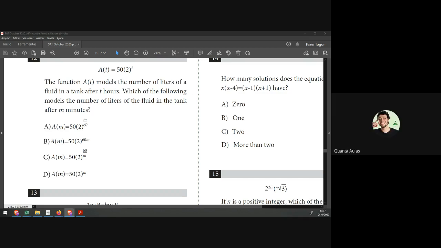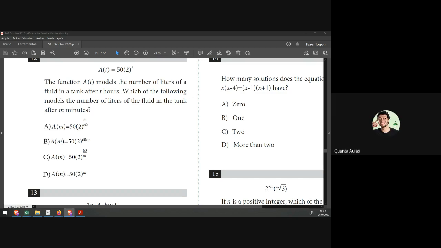The function A of T models the number of liters of fluid in a tank after T hours. Which of the following models the number of liters of the fluid in the tank after M minutes? But in that equation, we have hours. T is hours. Now we want the equation where the... Oh, then it's 60M, so it's B.